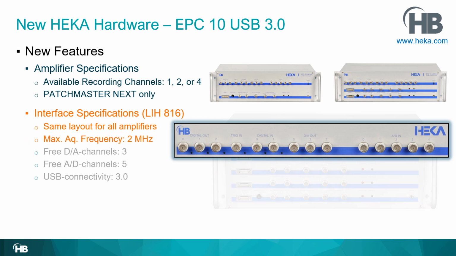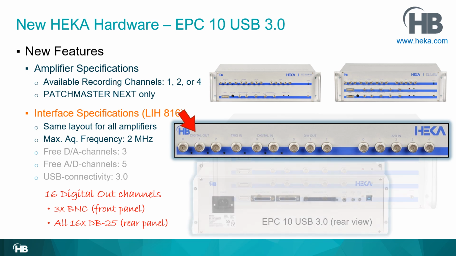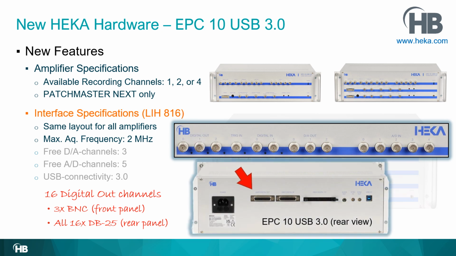First of all, all channels have a maximum acquisition frequency of 2 megahertz, 2000 kilohertz. Then the interface board has 16 digital out channels. 3 of those 16 are available in the front panel. All 16 are available when you turn the amplifier around. You see there's a DB25 on the rear panel. All 16 digital out channels are available here.